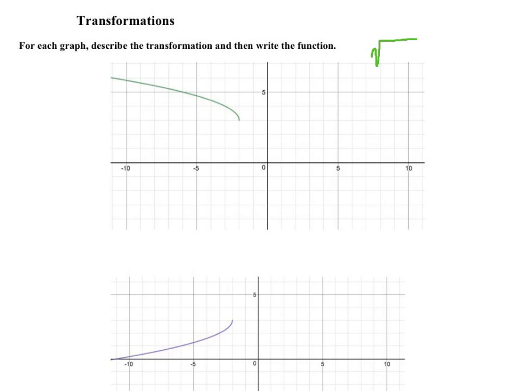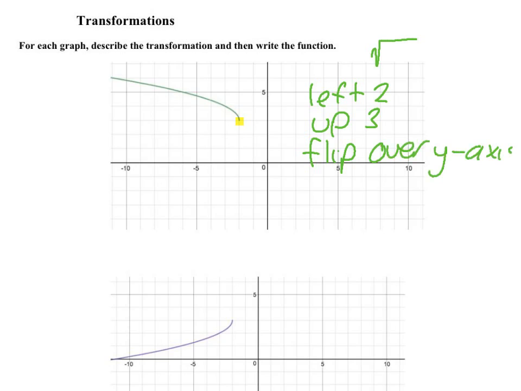So the first thing I need to do is find my vertex. And I realize that my vertex has shifted to the left 2 and up 3. Now how do I know that it's a flip or reflection over the y-axis? Well, normally the square root graph would go up and to the right, but this one is going up and to the left. So I know it flipped over the y-axis.